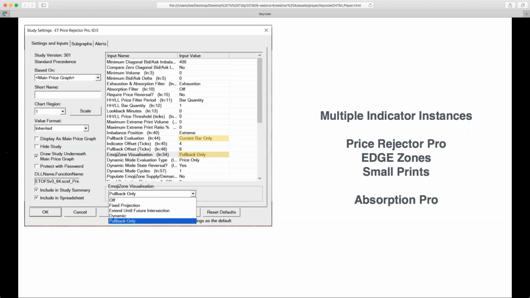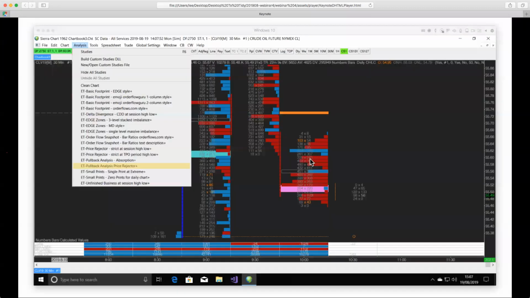The other thing you can do with the pullback evaluation is, as well as highlighting when we've got a condition in the current bar only, so that's this, I want to say magenta, but it might be cyan. Let's say pink. It's this pink block here. If this holds at the end of the bar, and this can be a good trigger, we can track that level at bar end as an emoji zone.